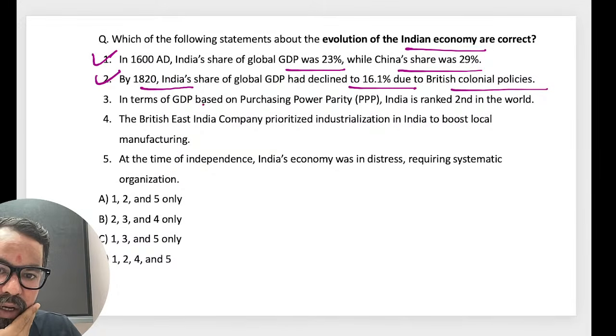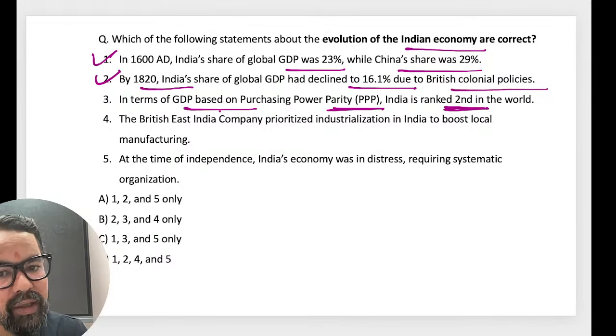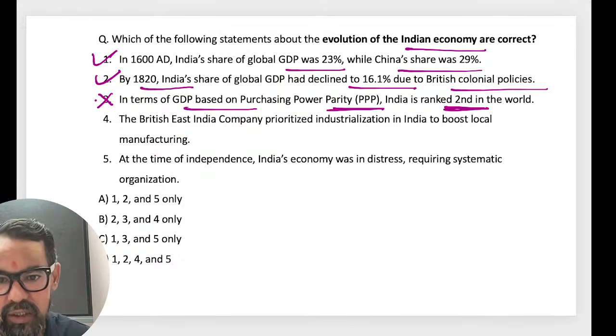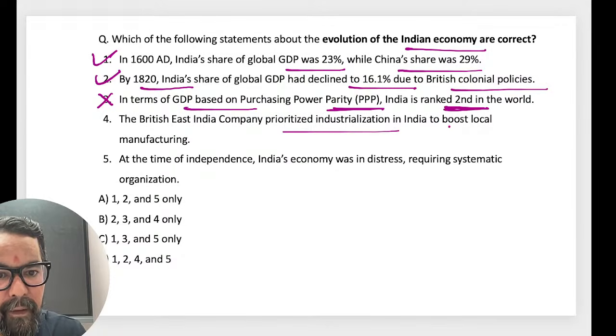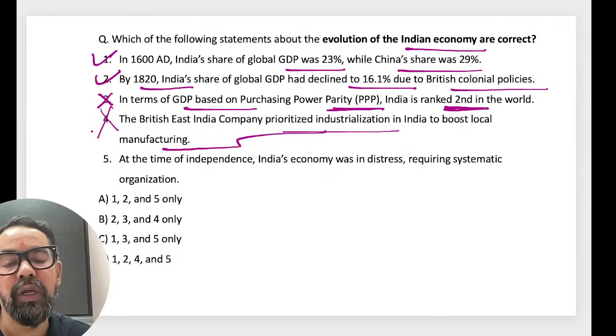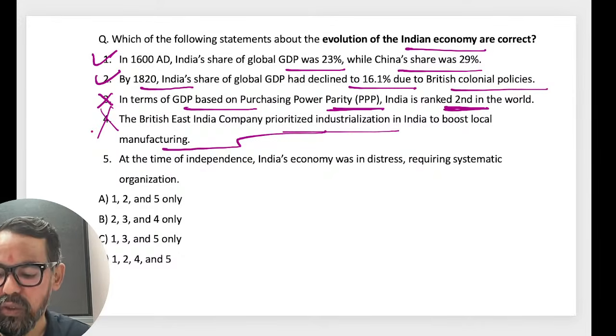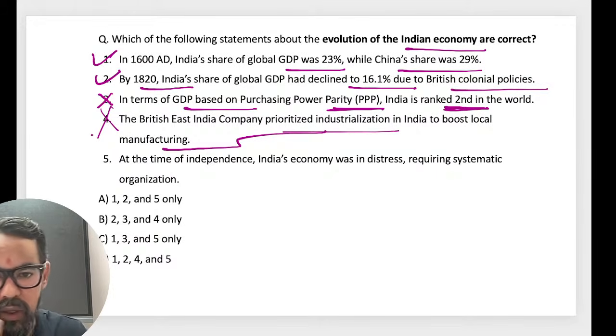So when it comes to the third statement, GDP based on purchasing power parity, India is second in the world? So we are at third stage. As per PPP, we are the third largest economy. British East India Company prioritized industrialization in India to boost local manufacturing. They did not have any such intention. The intention was exploitation of resources. All the resources we had, they sent from here to the UK.